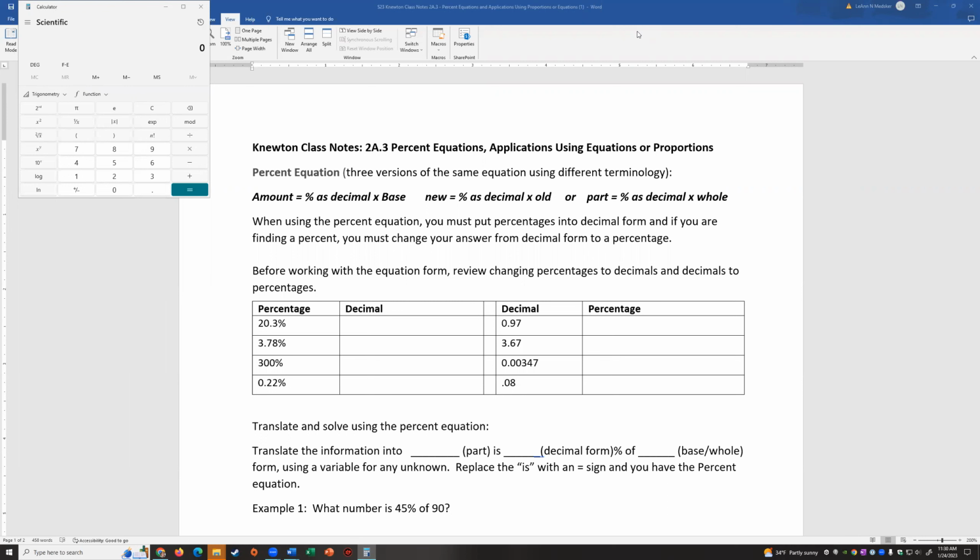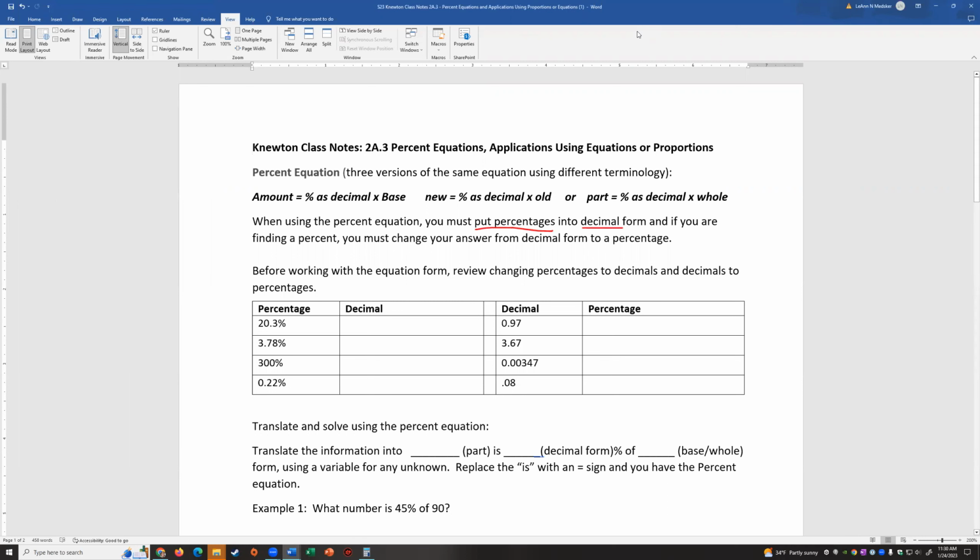times the whole. When we use a percent equation, the big deal here is you have to put percentages in decimal form. And if you are finding a percent, you must change your answer from decimal form to a percentage. So that's the extra step that's involved. A lot of times people do like percent equations though, because you just set the equation up and it's like one step to solve. But remembering to change your percents to decimals and decimals back to percentages if you're looking for the percent, those are the trickier parts.